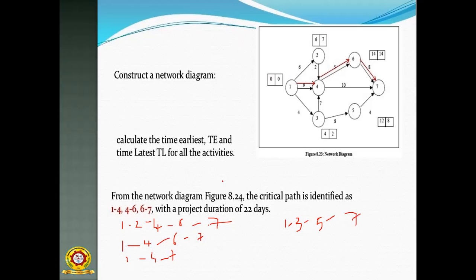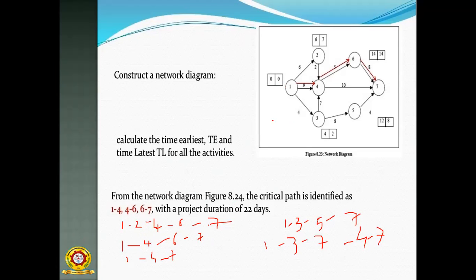So you have to find out, is there any other route? One is there, the last one: 1 to 3, 3 to 4 and 4 to 7. These are the maximum routes for this network diagram, so a total of 5 routes. Then you have to find out the time of each and every activity, how much total time will be taken. I will show it in one example.